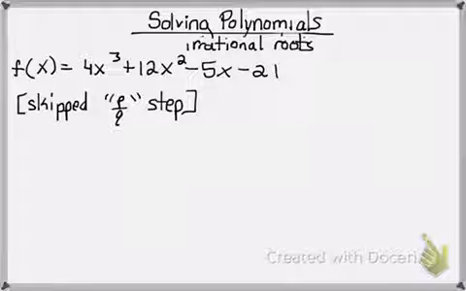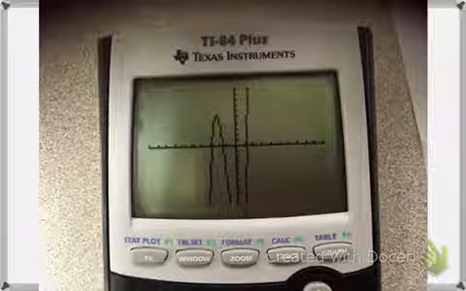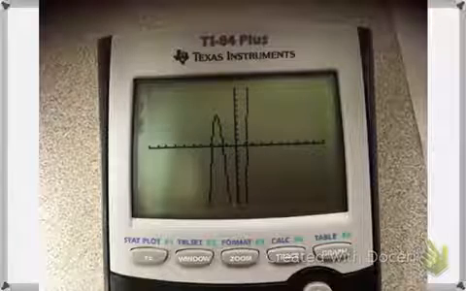Hello everybody! Now I'm going to teach you how to solve the polynomials where you have irrational roots. Just like in the previous videos, I went ahead and skipped the first few steps because you know how to do it, you've had enough practice, so we're going to go ahead and start with graphing it, choosing a root. When I graph this function in the calculator, I have three roots that I can choose from.